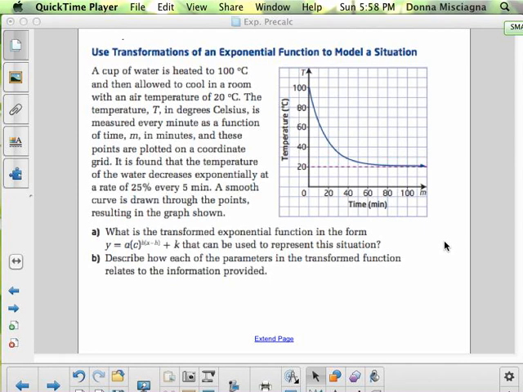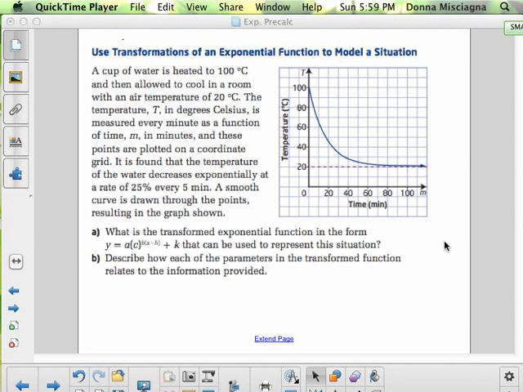Using transformations of an exponential function to model a situation. A cup of water is heated to 100 degrees Celsius and then allowed to cool in a room with an air temperature of 20 degrees Celsius. The temperature T in degrees Celsius is measured every minute as a function of time m in minutes, and these points are plotted on a coordinate grid. It is found that the temperature of the water decreases exponentially at a rate of 25% every 5 minutes. A smooth curve is drawn through the points, resulting in the graph shown.